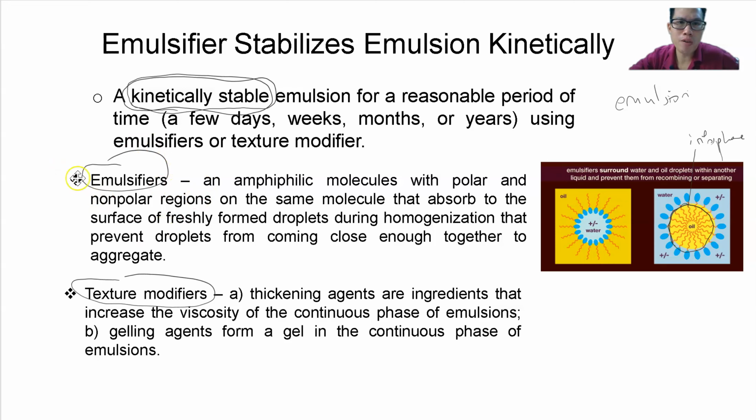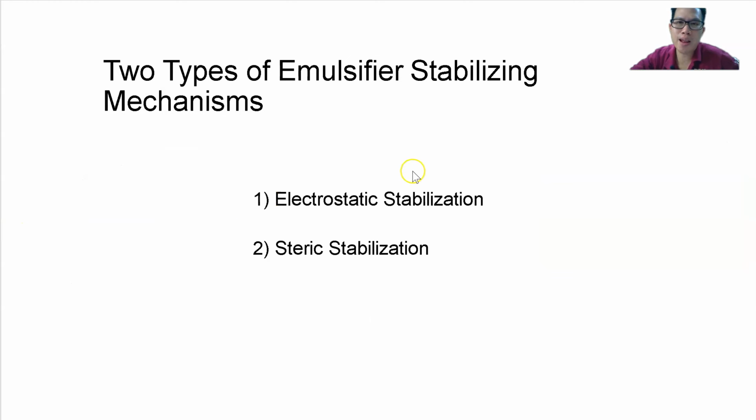So I'm going to talk more about emulsifiers. Okay, there are different types of emulsifier as I mentioned before. But basically, even though they have different types of emulsifiers, they can be categorized, or maybe broken down, into two different types of stabilization mechanisms. So the emulsifier can stabilize either through what we call electrostatic stabilization or steric stabilization, or sometimes they combine these two mechanisms to stabilize the emulsions here.